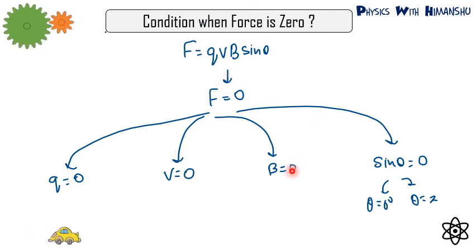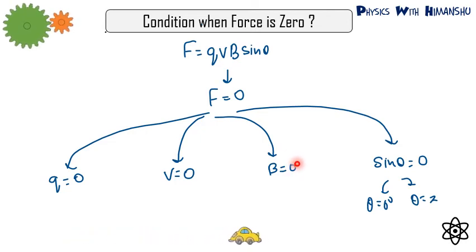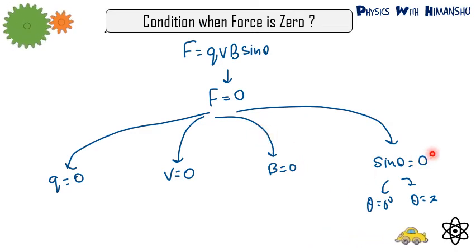Third, suppose the magnetic field is 0. If the magnetic field is 0, then who will apply the magnetic force? If B is 0, then definitely F will be 0. It is common sense. The fourth is sine theta equal to 0. Sine theta will be 0 in two cases: when theta is 0 degree, and when theta is pi. So always remember, when v and B are parallel or anti-parallel, force will be equal to 0.